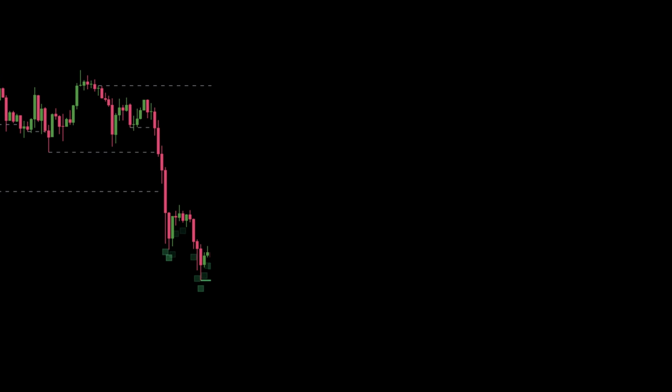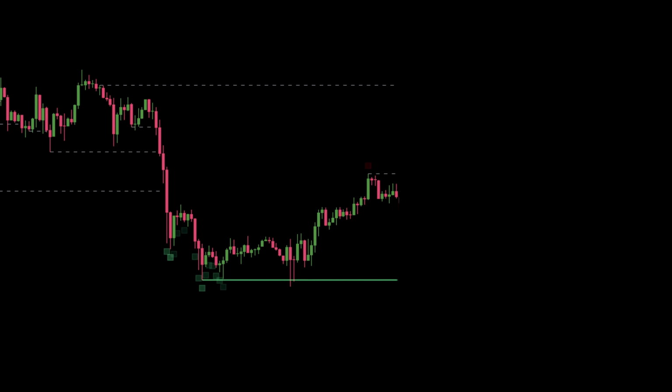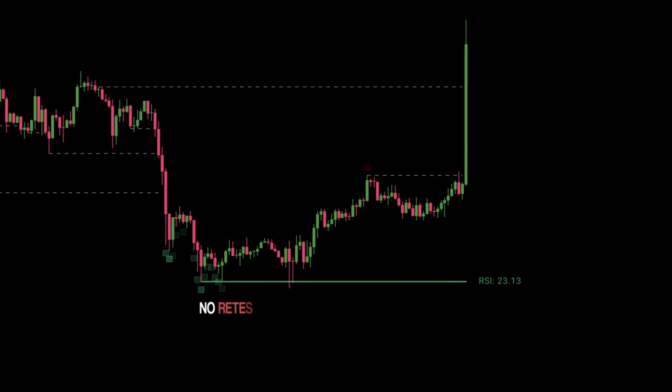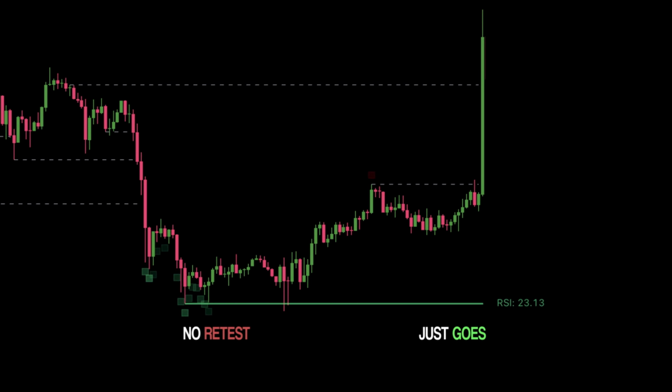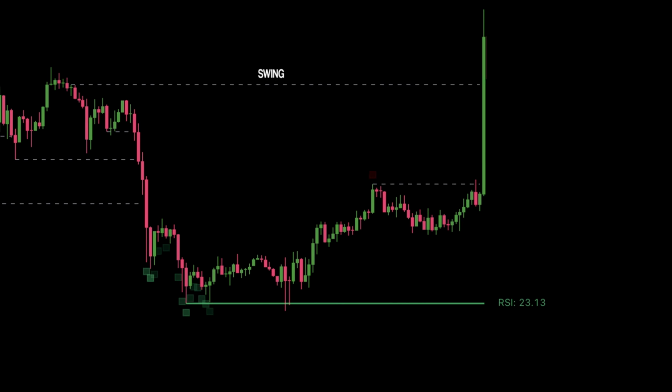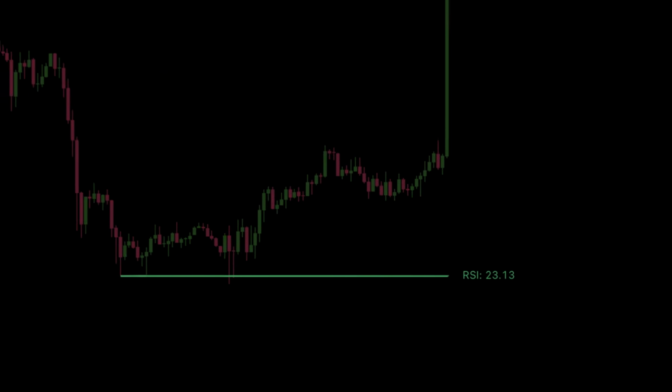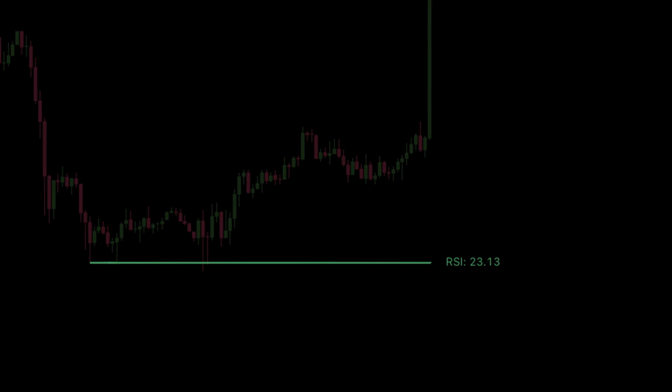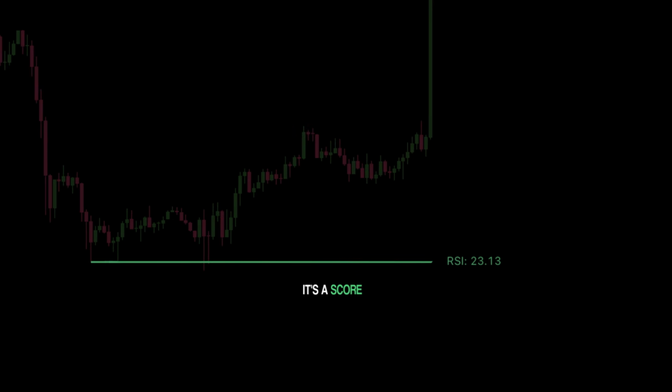Price falls into this green line, wicks straight through it, and turns around like it hit a floor. No retest, it just goes. And that level wasn't drawn from a swing high or a round number. This tool built it out of RSI. And look how solid that green is. That's not a color choice, it's a score. Stick with me and I'll show you exactly what it's scoring.